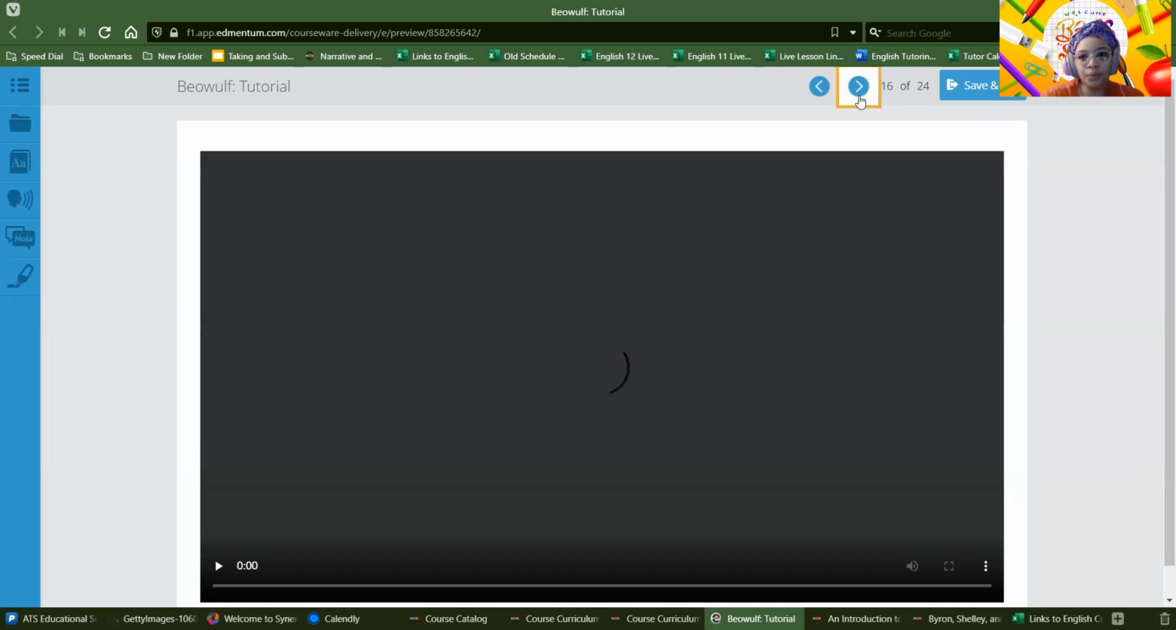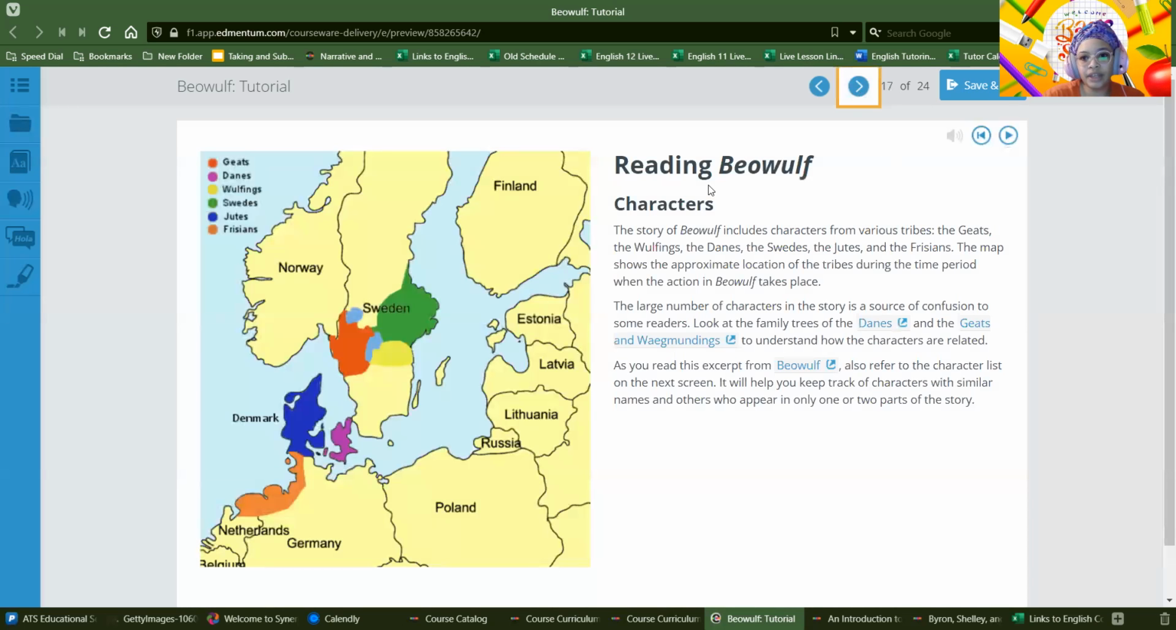Okay, one last thing here is the characters. That's the last thing I want to cover today before we go. The rest of the tutorial is just going to give you information about the excerpts and break down some things from the excerpt. But the last thing here is characters. Pretty much, there are characters from different tribes here, because you have to remember there are different groups.